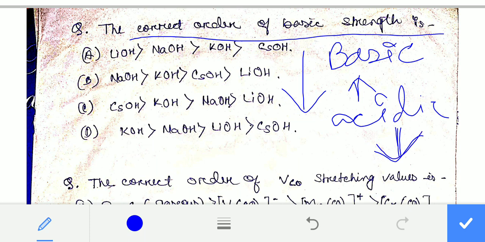So from this, cesium hydroxide will have the most basic strength, and lithium hydroxide will be the most acidic. So that means for this question, option C will be the right option. Cesium hydroxide will have the most basic strength, then potassium hydroxide, then sodium hydroxide, then lithium hydroxide. So moving to the next question.